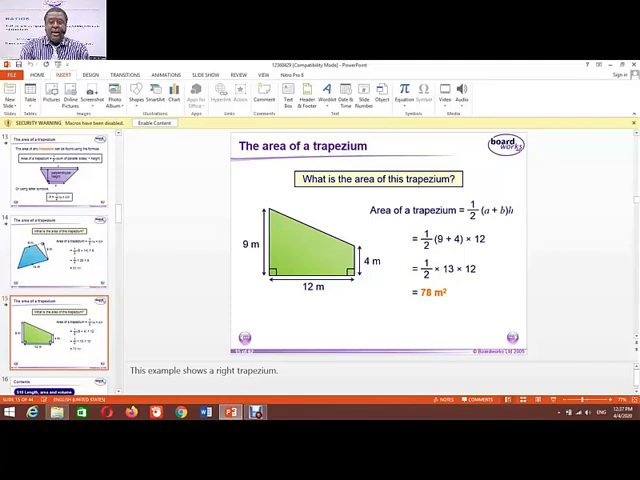We also have another example here using the same procedure. Here the height is equal to 12, a, which is the longest base, is 9, and the smallest base is 4. By using the formula, we have the answer, which is equal to 78 meters squared.